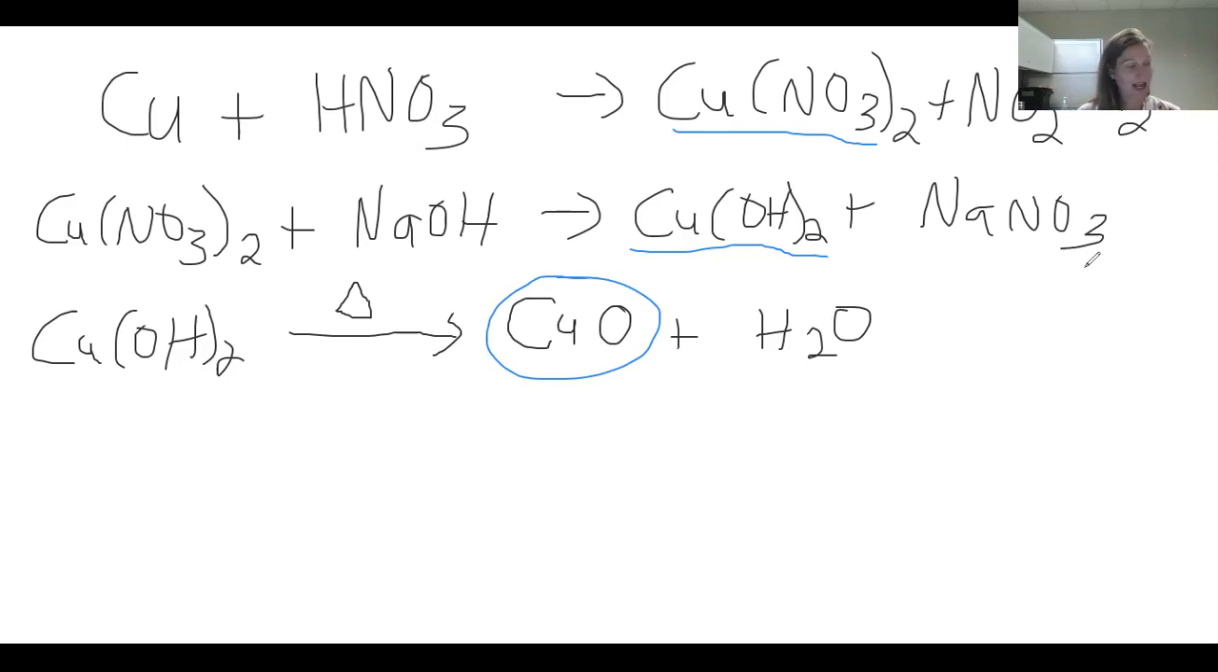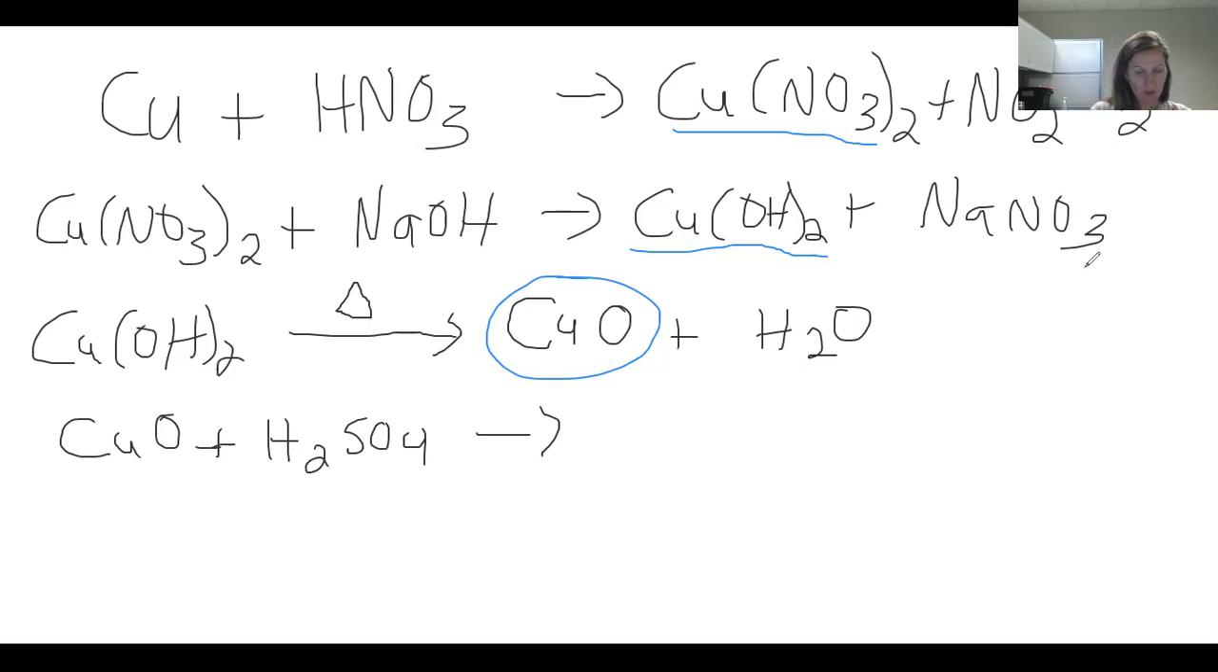So what I'm going to write next is part D, where we're taking that copper 2 oxide and we're reacting it with sulfuric acid. So copper 2 oxide reacting with sulfuric acid. And it tells you that it is a double displacement reaction. So that kind of helps you figure out what the products are going to be.